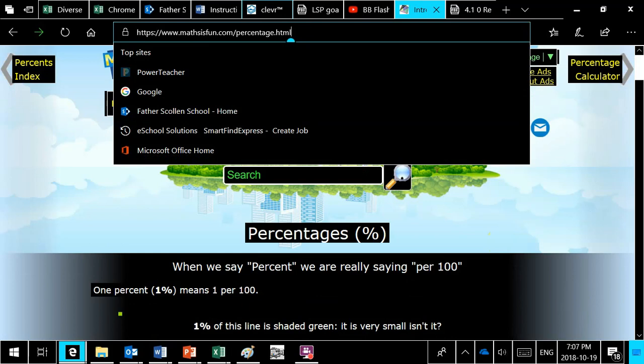And that is it for today. Tomorrow, just so you know, I will be having an entrance slip for you. So I'm going to give you a percent and some 100 grids, and you are going to have to represent that percent on your 100 grids.